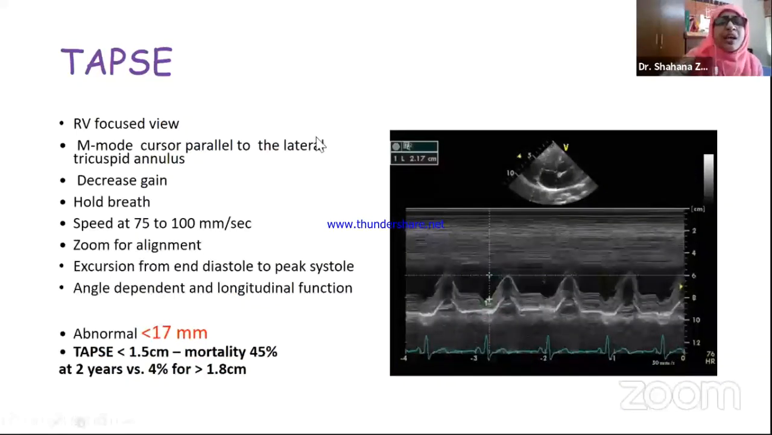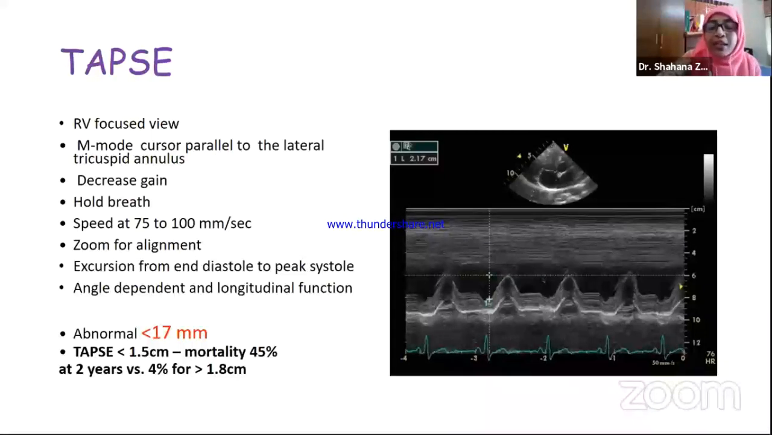Then TAPSE, it is a very easy method, and we use the RV focused view. The M-mode cursor should be parallel to the lateral tricuspid annulus. We should decrease the gain and ask the patient to hold their breath. We increase the speed to 75 to 100 millimeters per second. We can use the zoom view for proper alignment.